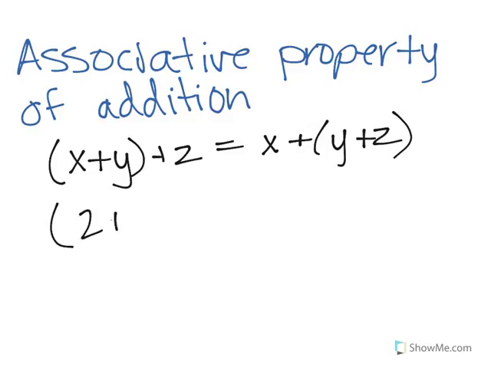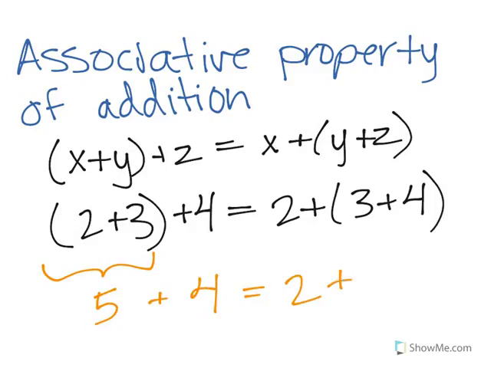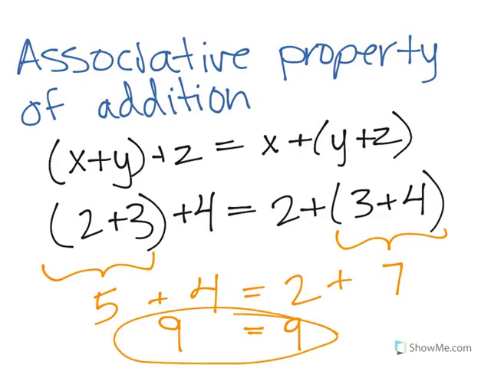So we have 2 plus 3 plus 4, and we say that that is equal to 2 plus 3 plus 4, with the grouping moved. So now we use substitution again. 2 plus 3 is equal to 5, and then plus 4, and we say that that is equal to 2 plus, and we use substitution again, 3 plus 4 is equal to 7. So 5 plus 4 is equal to 9, and 2 plus 7 is equal to 9 as well. So this is right.